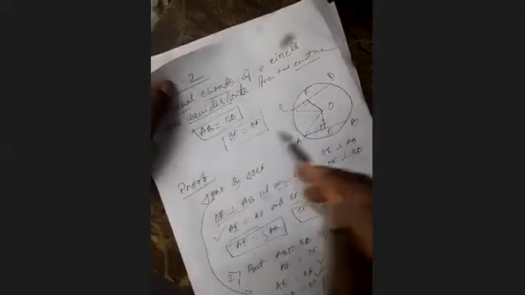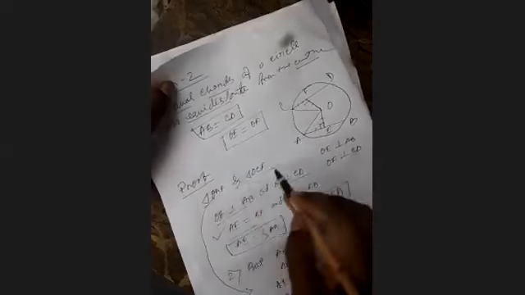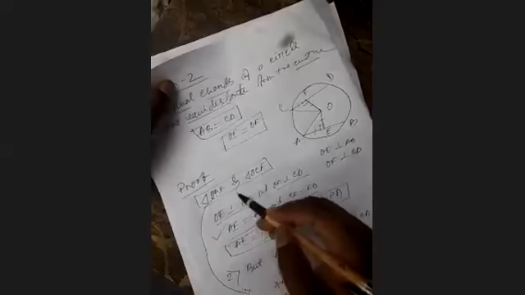That is our proof equivalence: OE equals OF. Construction: join O, C and also join O, A. Firstly, you have to show that these two triangles are congruent.